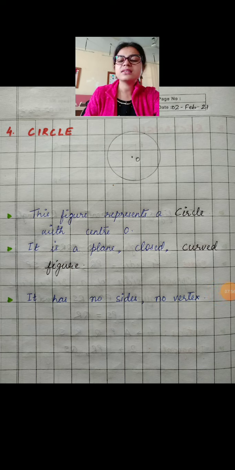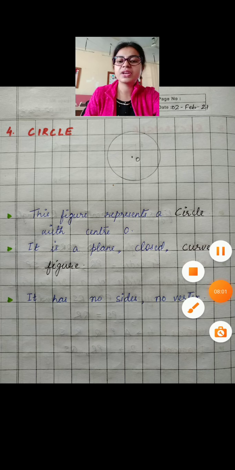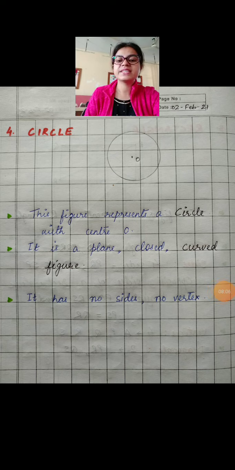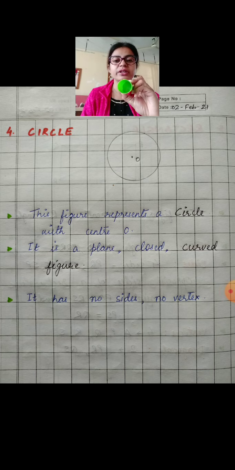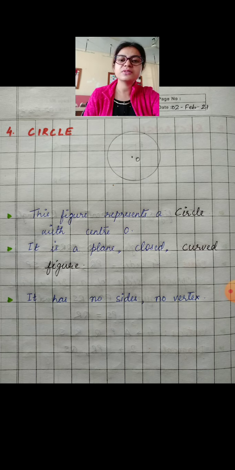Students, the last shape is a circle. Children, this figure represents a circle with a center O. I have taken the cap of a bottle to draw this circle. You can also take help of objects like bangles or cap of a water bottle. Make sure to dry it. It is a plain, closed and curved figure. Okay? It has no sides and no vertex.